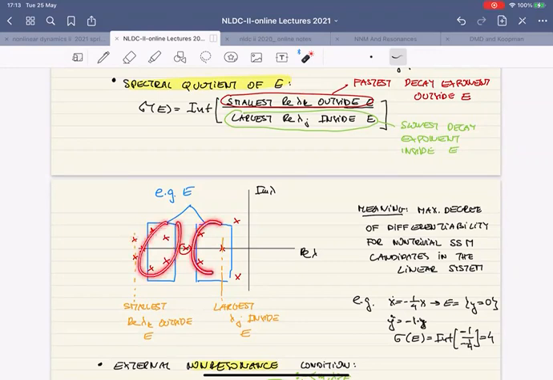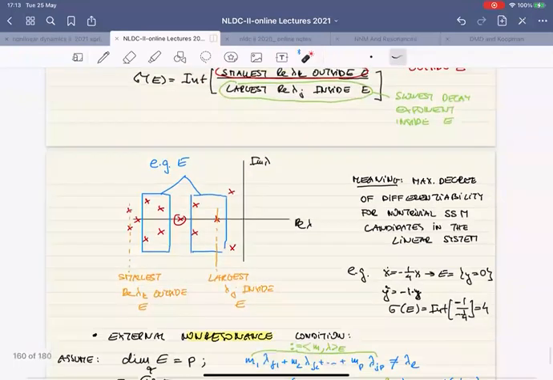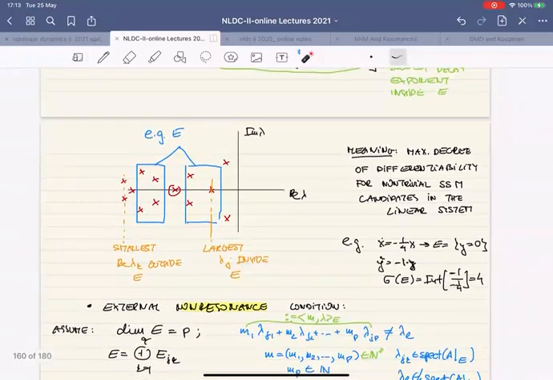Then I look all over E, and I find the largest real part. So this is the slowest decay exponent that I will ever see inside my own subspace. So I take the slowest decay exponent inside E, and I take the fastest decay exponent outside. I take the integer part of that and take the sigma. Now you might ask, what's the meaning of this? The meaning of this is the following.